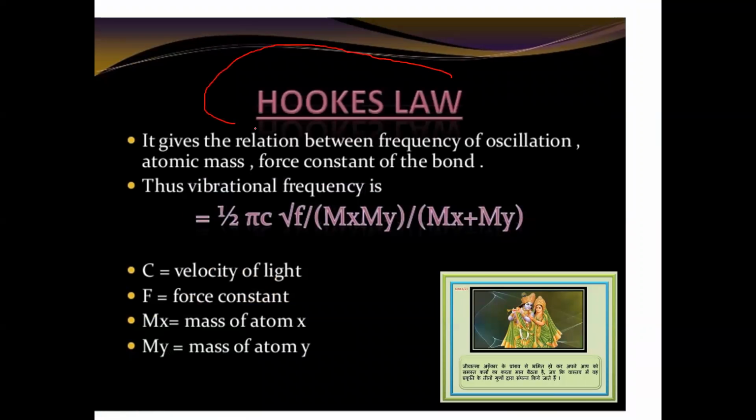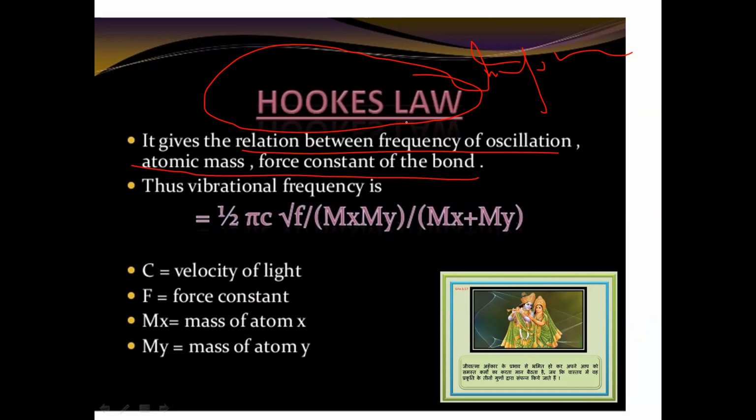Next, we'll talk about Hooke's law. It is a very important topic of IR spectroscopy, and several types of questions have been asked in CSIR or GATE exams. It gives the relation between the frequency of oscillation, atomic mass, and force constant of the bond. You can see these factors in the formula: 1/2 pi c under root F upon mx my upon mx plus my. This is the formula of vibrational frequency, so it depends on the mass and force constant.